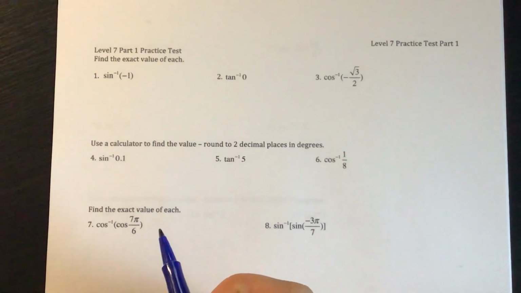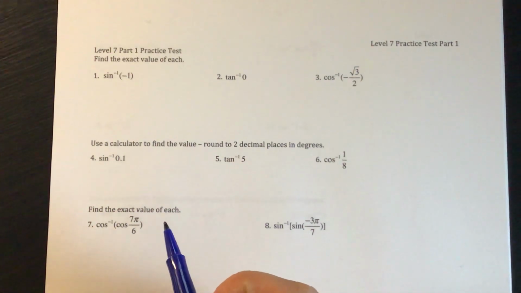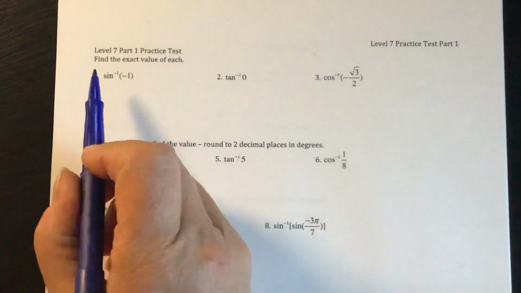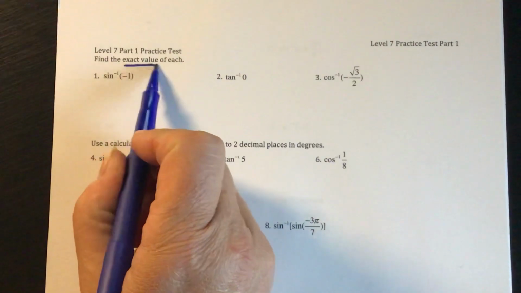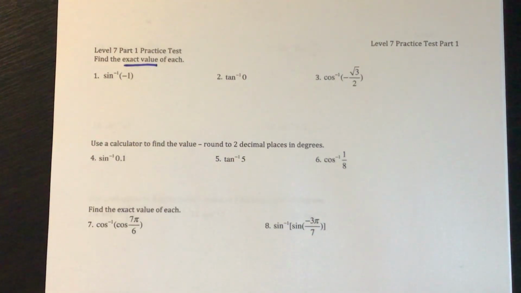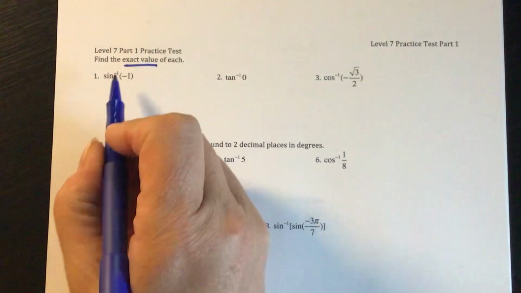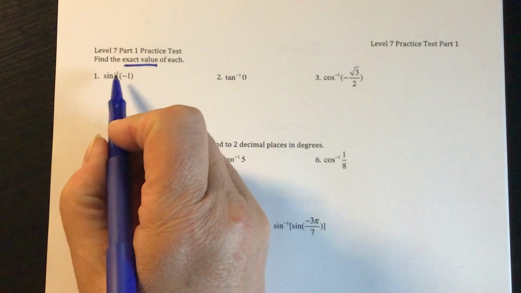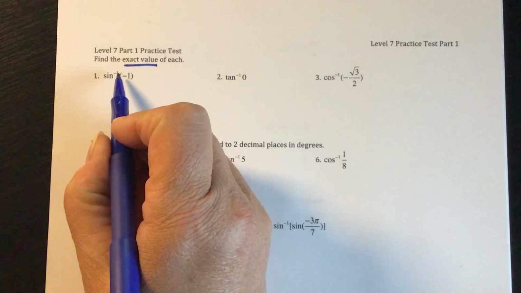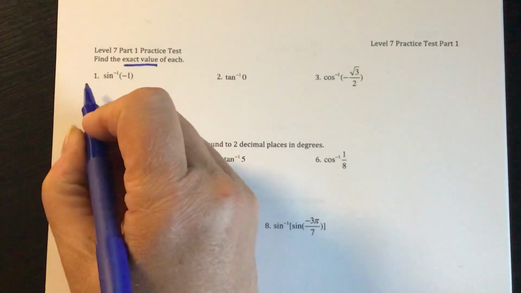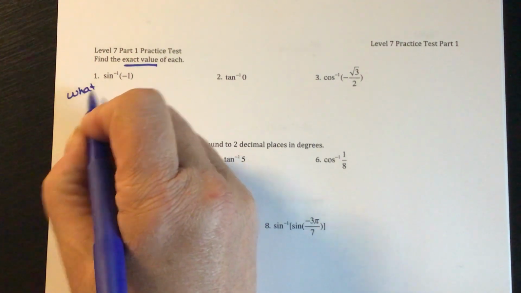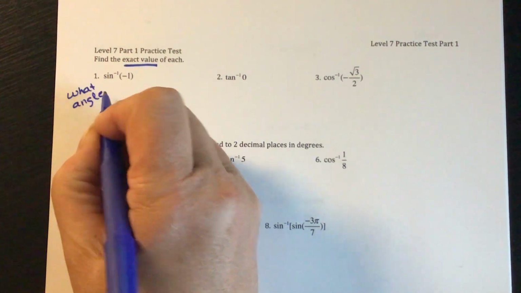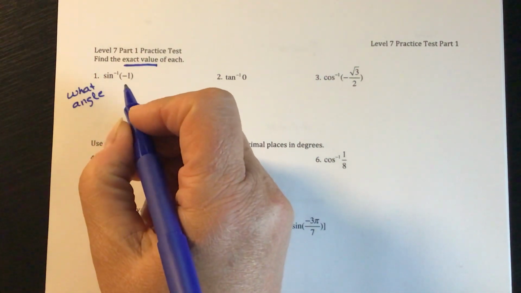Right, here is the first part of the practice test for Chapter 7. It says to find the exact value of each. When we are finding the exact value, we are looking at our unit circle. So when we have an inverse up above the trig function, so inverse sine, this means what angle has a sine of -1.